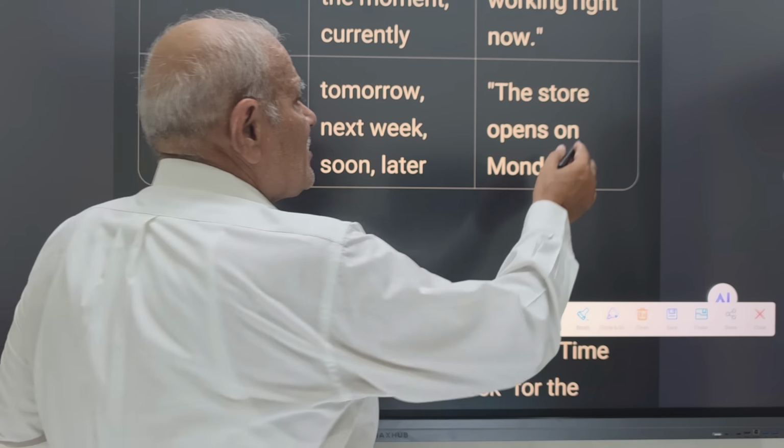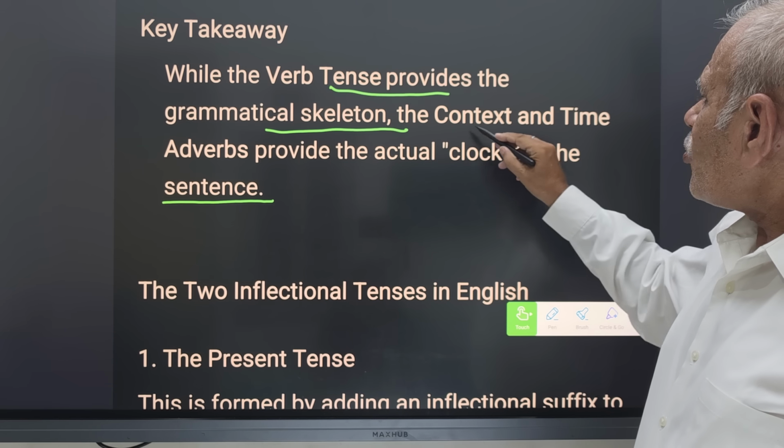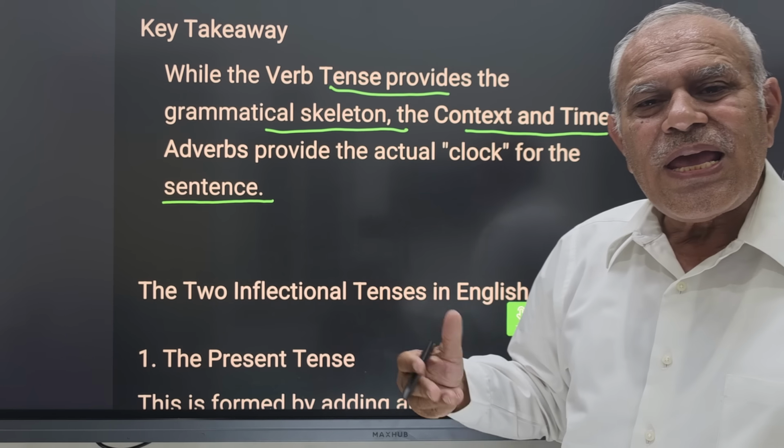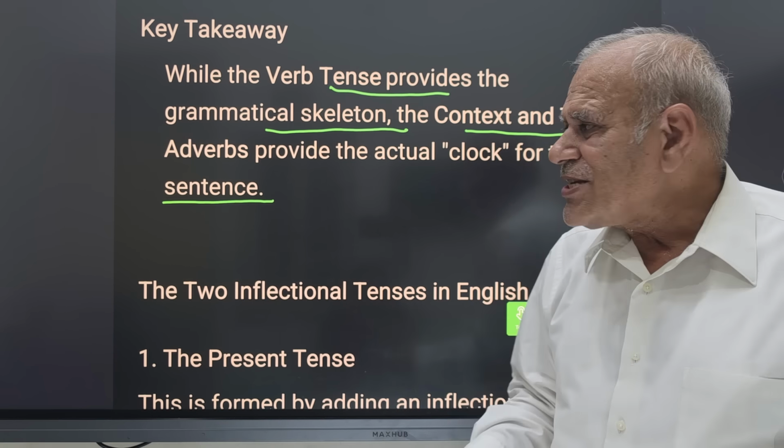Now what are the key takeaways of what we have discussed so far? What are the things we have learned? While the verb tense provides the grammatical skeleton, the context and time adverbs provide the actual clock for the sentence. So tense is a grammatical skeleton, and the muscles are the context and time. You have to get an idea from the context of what time the actions are happening.